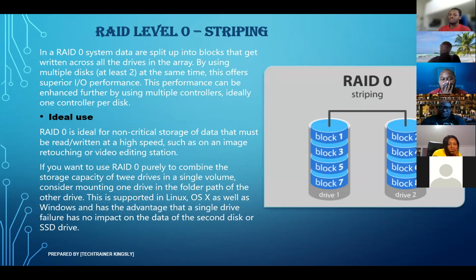So this is RAID 0. You can see they have a diagram of the RAID on the side, and RAID 0 is just striping. Striping simply means it does not have, I think, redundancy.